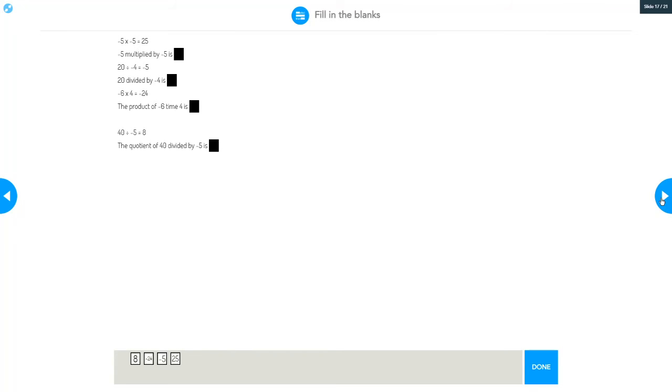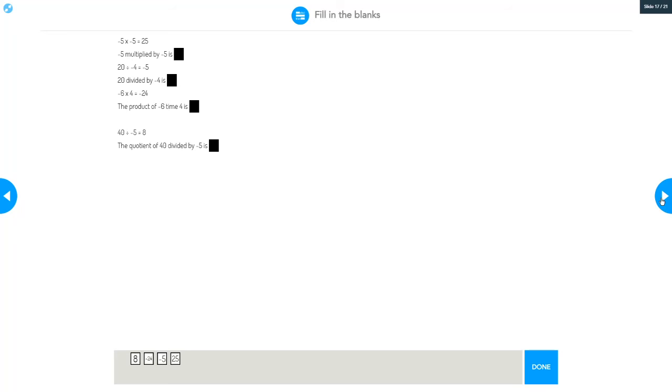So this one, we're just seeing exactly the same problems you would see in word form. So it's just following along, making sure we're staying on pace with each other. Negative 5 times a negative 5 equals 25. So in word form, we have a negative 5 multiplied by a negative 5 is what? What goes in the blank?